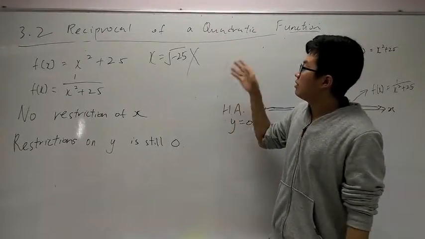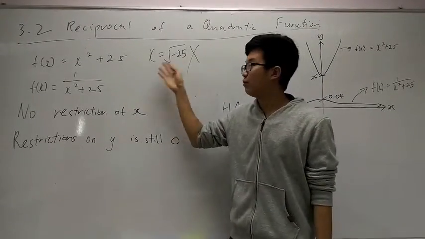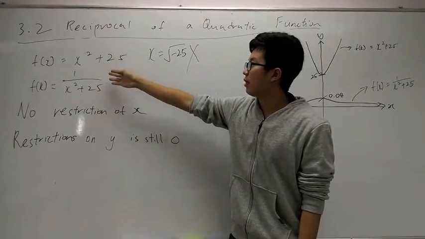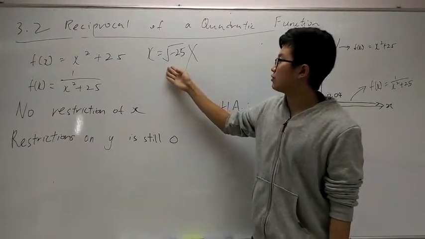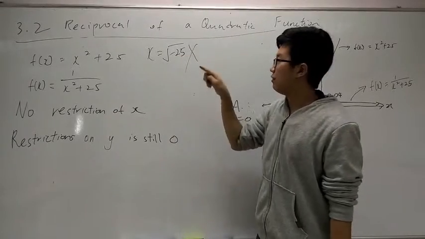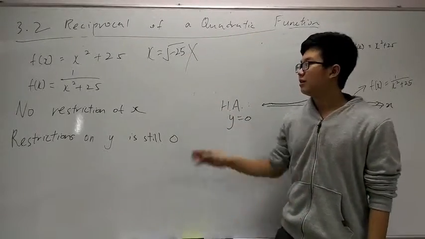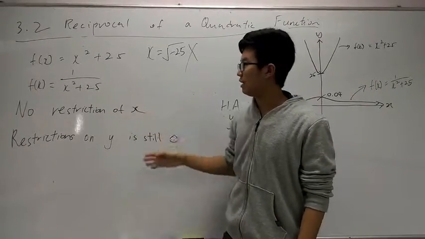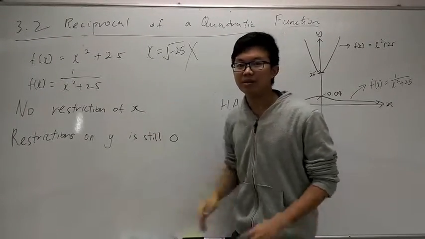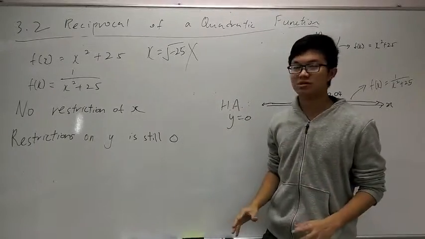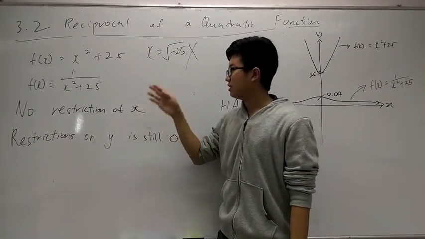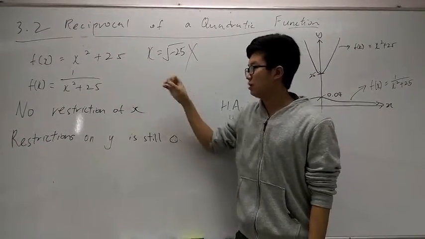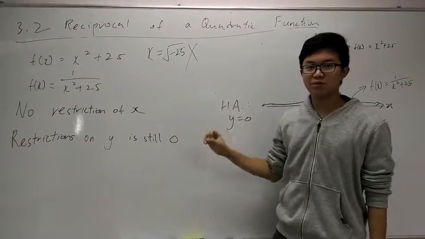Another case is when the quadratic function has zeros that are undefined. For example, this one, f(x) = x squared + 25. The zero of x will be the square root of -25. This is undefined. That's why the restrictions of the reciprocal function will be undefined as well. So there are no restrictions on x. It means there are no vertical asymptotes. However, the same as all the other graphs shown, the restriction of y is still 0. So the horizontal asymptote is still y = 0.